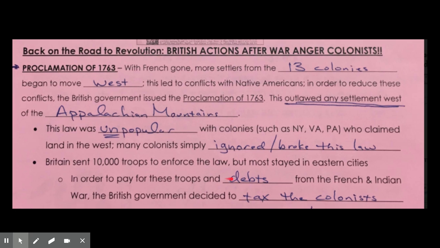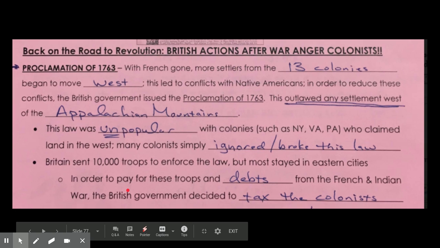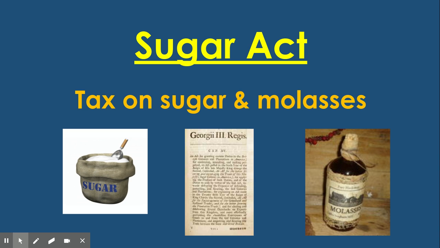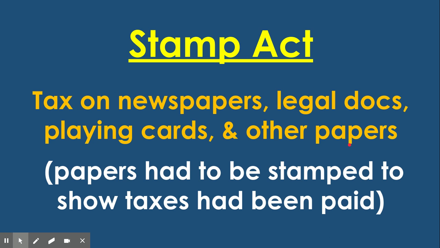In order to pay for the troops and the debts from the war, the British government decides to start to tax the colonies. Now, you need to make a note to yourself here. If you don't know what a tax is, a tax is money paid to a government. They will have a series of taxes, the first of which is going to be something called the Sugar Act. An act is another name for a law. So Parliament, the British legislature, passes this law called the Sugar Act, which puts a tax on sugar and molasses, which is basically liquid sugar as far as I understand it. That will not make the colonists happy.